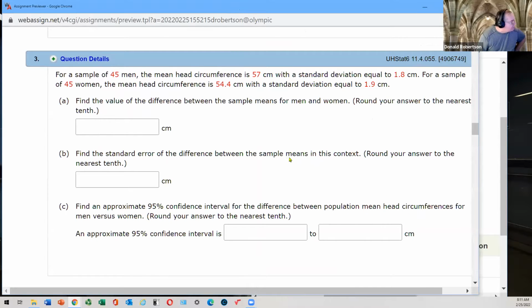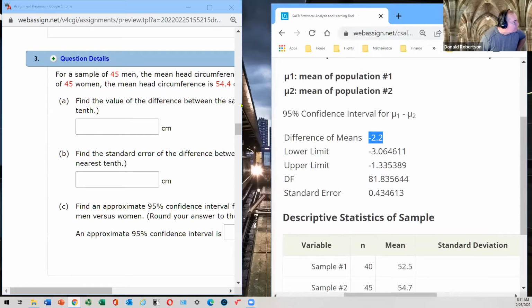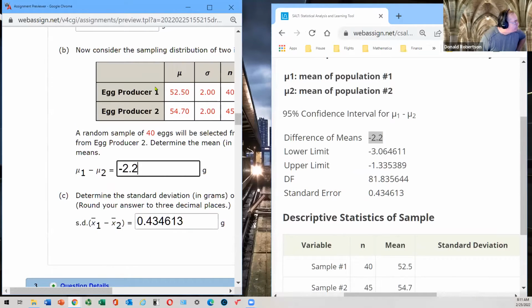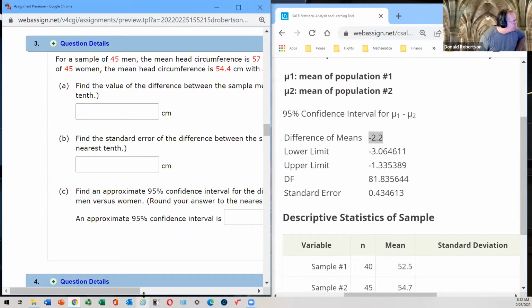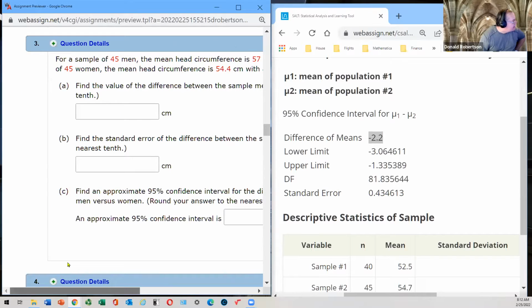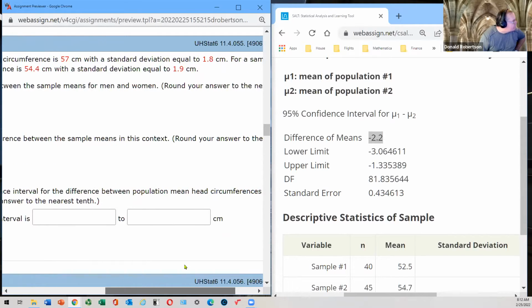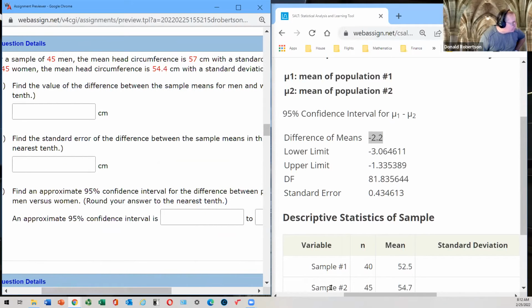Okay, on to question 3 then. 45 men. I'll just keep that there. Move this to the right. Open this up a touch. Okay. So in this sample, there are 45 men, 57, 1.8, 45 women, 54, 1.9, and we're going to do the usual 95% confidence interval.